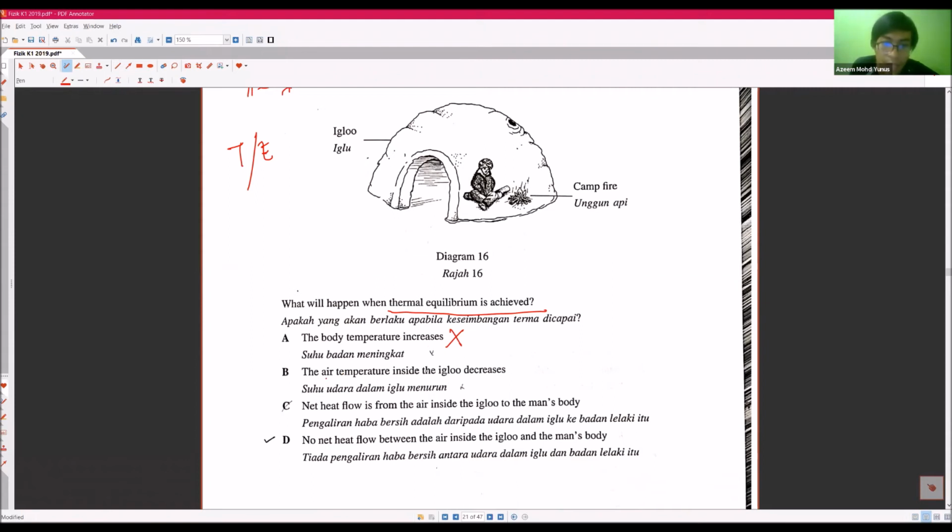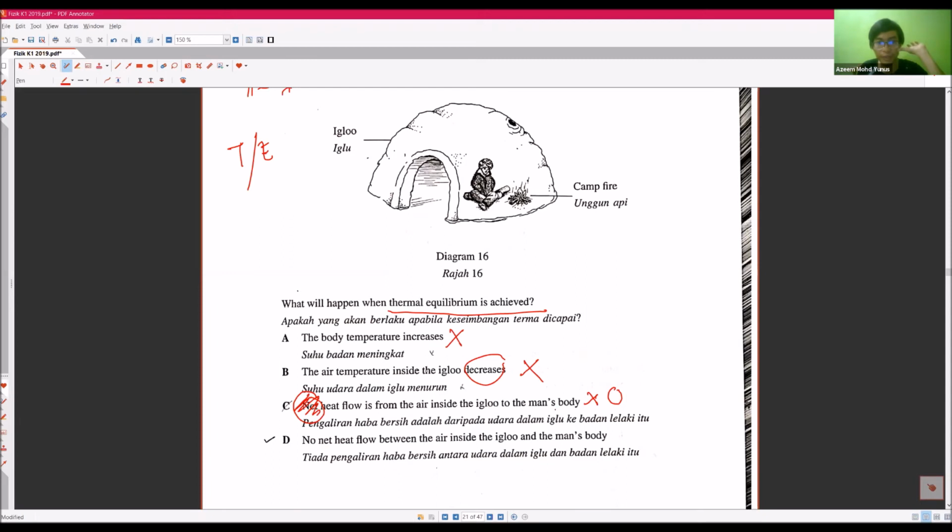The air temperature inside the igloo decreases. Wrong. The air temperature should increase. Net heat flow is from the air inside the igloo to the man's body. Wrong. It should be from the campfire towards the man's body, but it says net, right? So the net heat flow is 0, so we don't have any preference of flow. Whenever you see net, that must be 0 for thermal equilibrium. If it doesn't have the word net, then this is probably true, from air to the man's body.